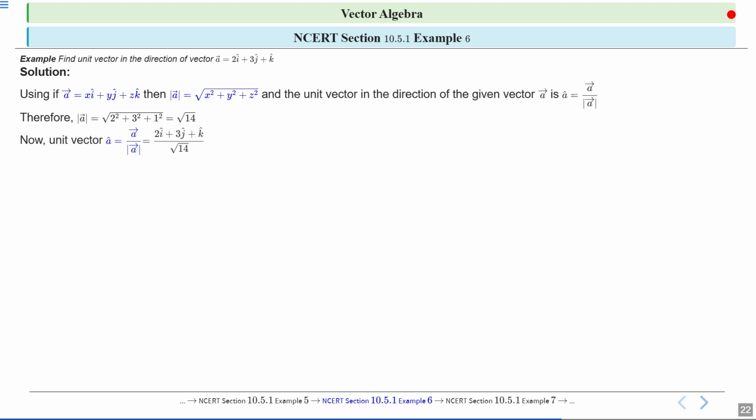Now the unit vector a cap will be equal to a vector upon magnitude of a vector, which is equal to 2 i cap plus 3 j cap plus k cap upon root 14. Hence, a cap will be equal to 2 upon root 14 i cap plus 3 upon root 14 j cap plus 1 upon root 14 k cap. Clear? This is the right answer.